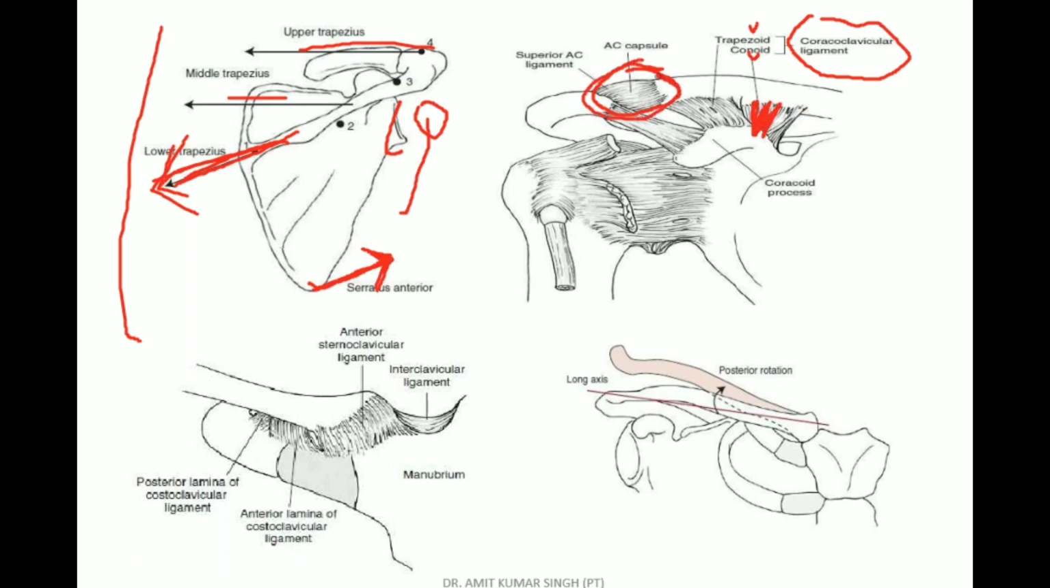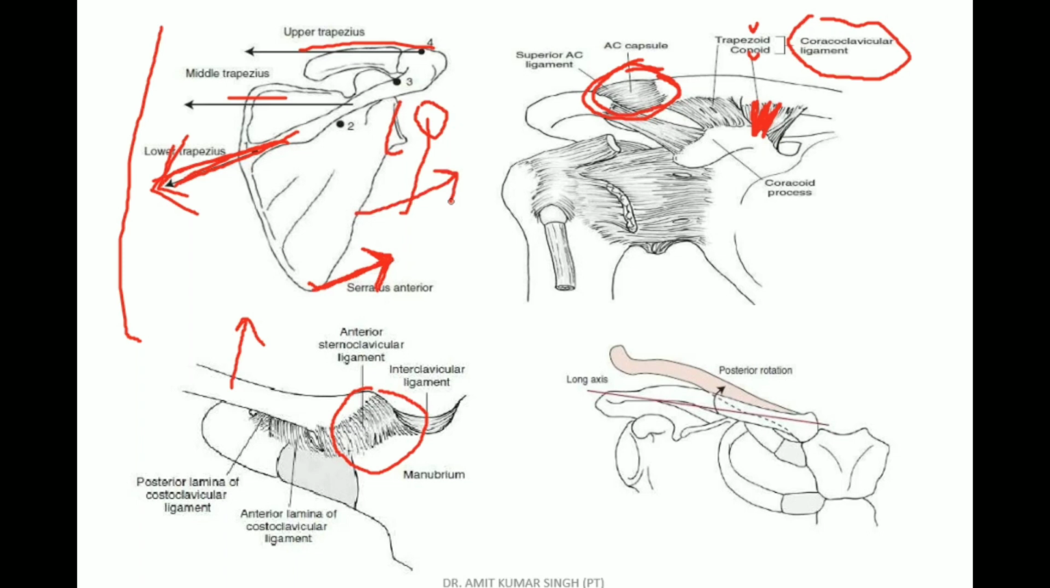So the next point: now the movement will start where? Now movement will start at the SC joint, that is our sternoclavicular joint. Now the movement is going to start here. Once the movement starts here, we will get elevation of the clavicle, and this is how we get the initial 30° of scapular upward rotation.